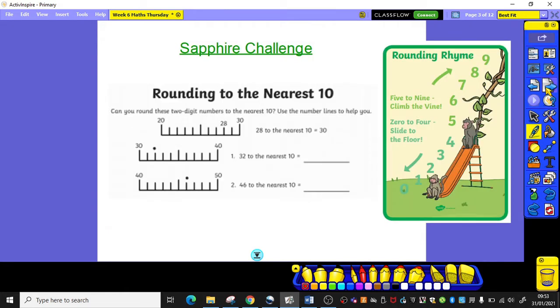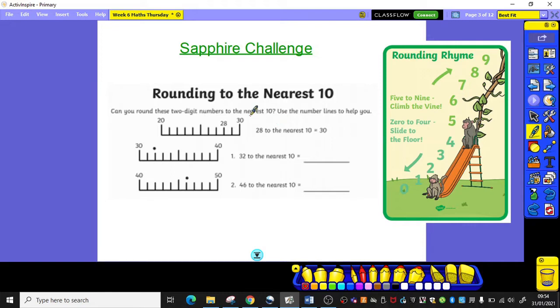So today's Sapphire challenge will help everybody because everyone is going to be doing some rounding today. So bronze, silver, gold challenges are going to be rounding to the nearest whole number from a decimal. But let's just have a quick look, all of us, first of all, at rounding to the nearest 10.